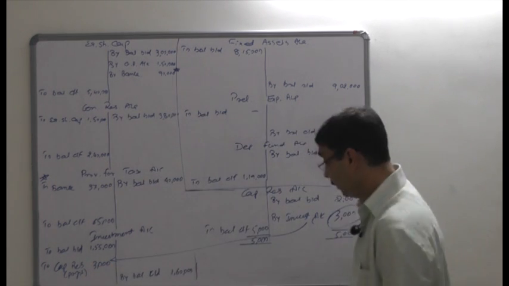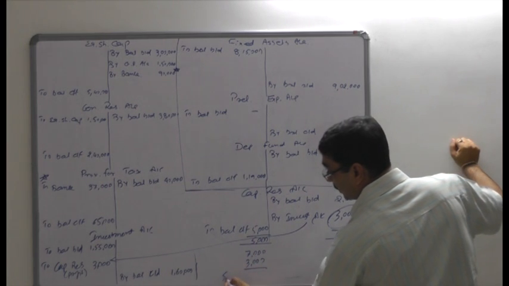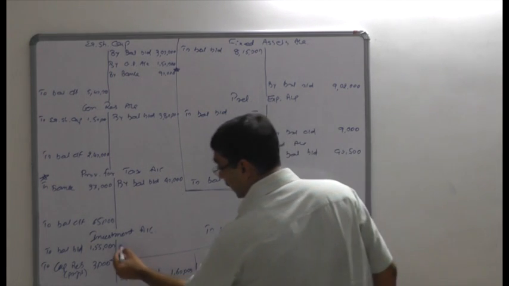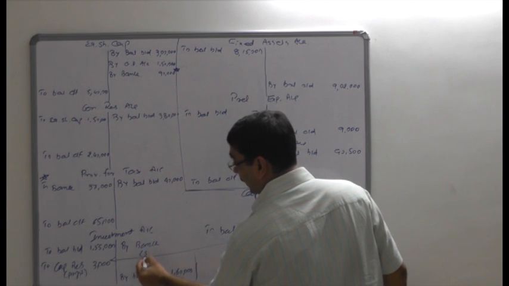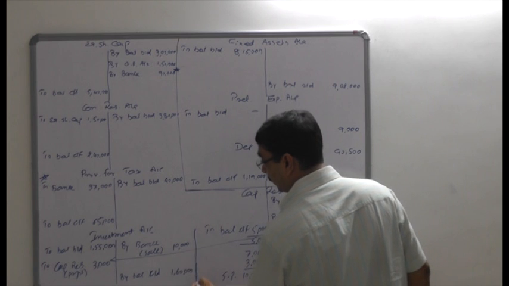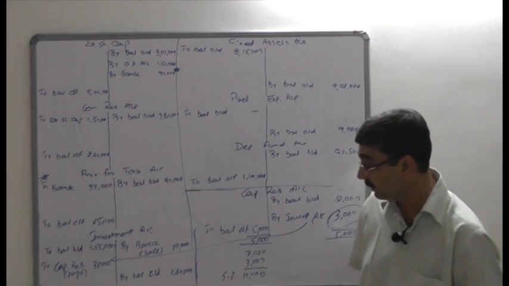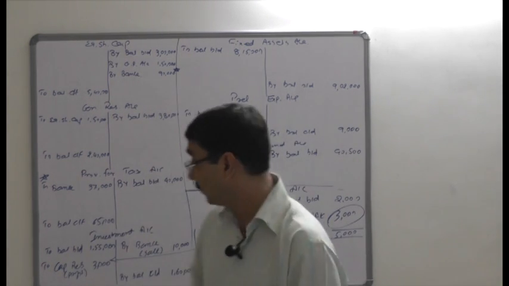Now see here, your value of investment is 7,000. 3,000 rupees is profit. That means your sales price of investment comes to 10,000 rupees. So that is by bank, in bracket sale, 10,000 rupees. So investment sale is rupees 10,000, right? This is what it is all about adjustment number 4.